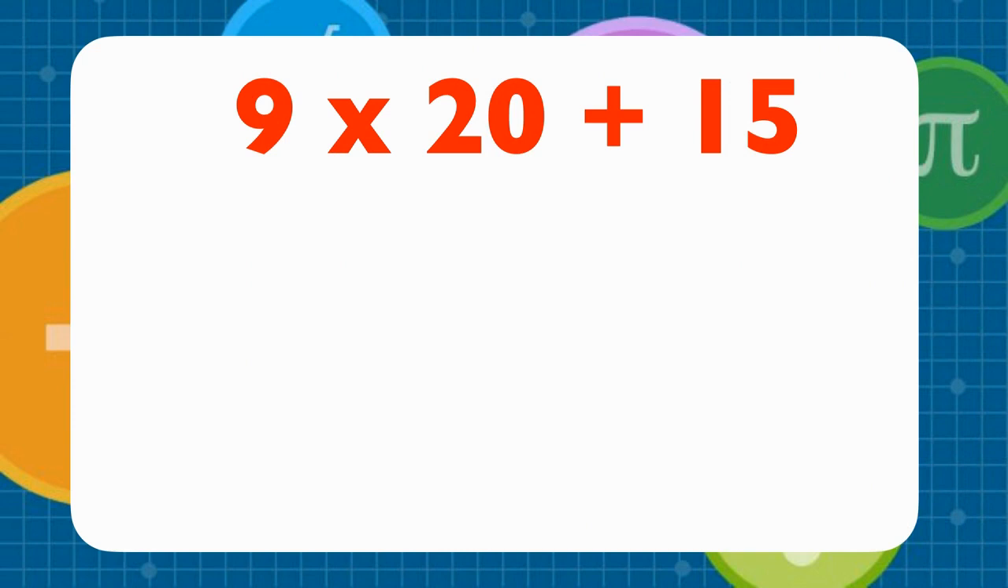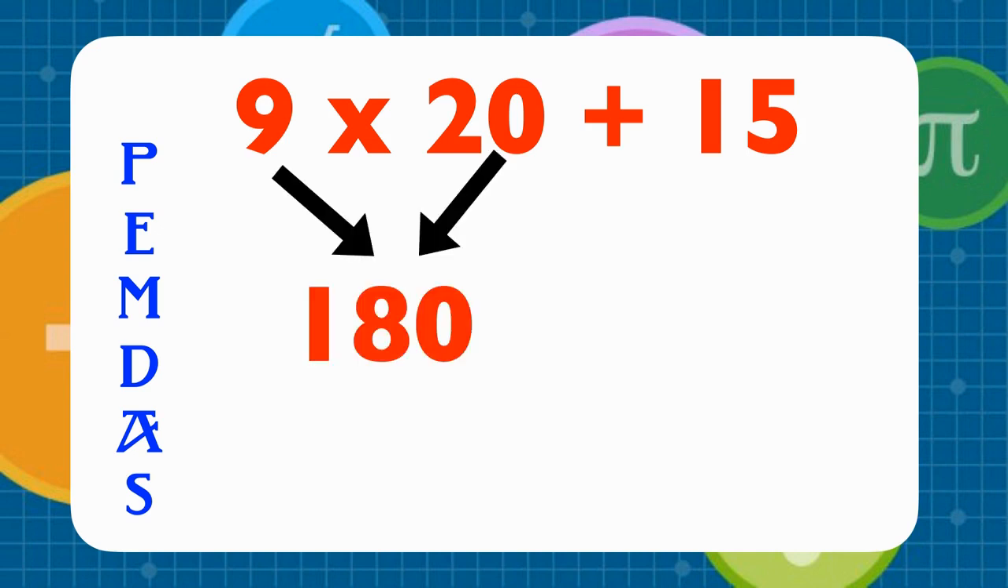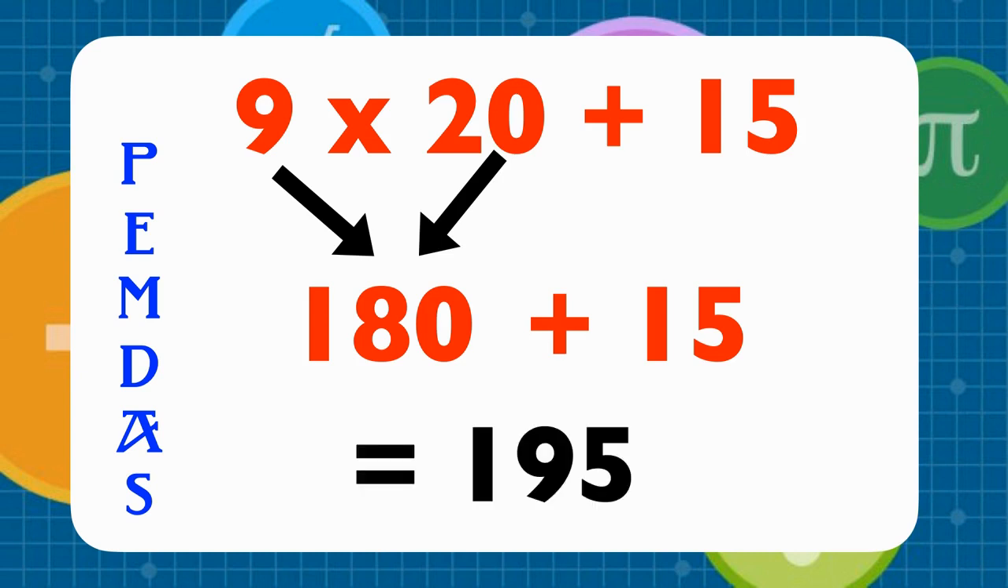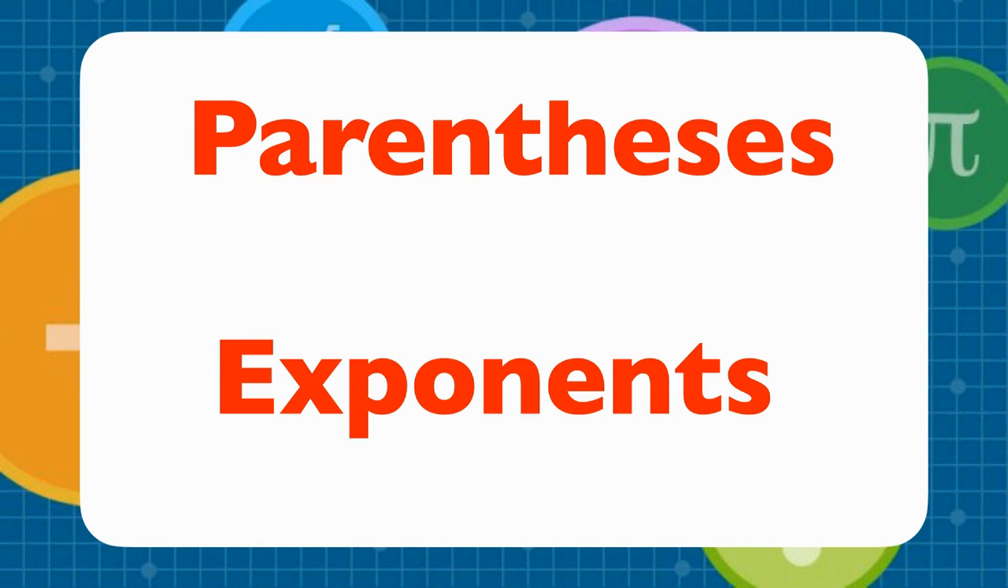Let's apply these rules to calculate. Remember, PEMDAS. If we're using PEMDAS, which operation comes first? That's correct, multiplication. And if we multiply 9 times 20, we should get 180. Then we are to add that 180 to 15 to give us a total of 195. Excellent, excellent. Now, let's look more at parentheses and exponents.